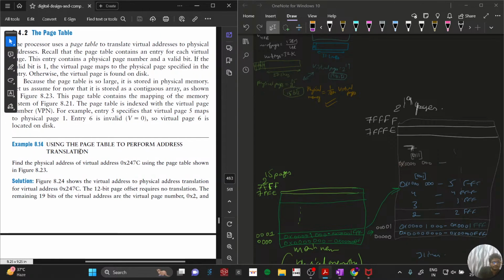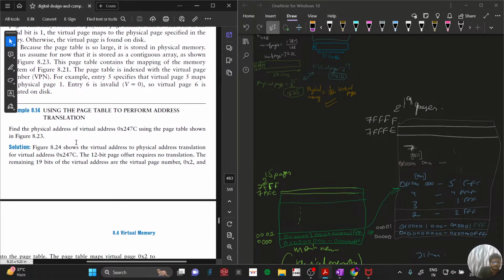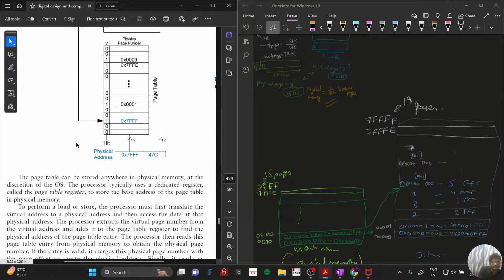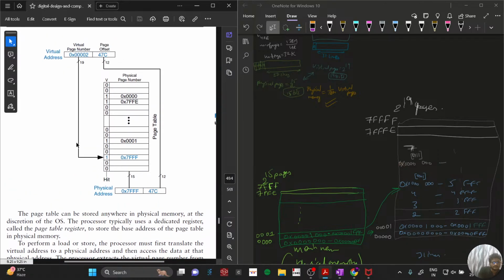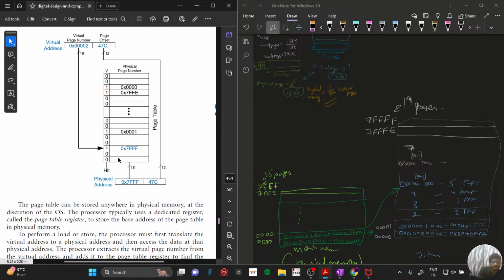Use the page table to perform address translation. The virtual page number is 2. Okay, so 0, 1, 2.